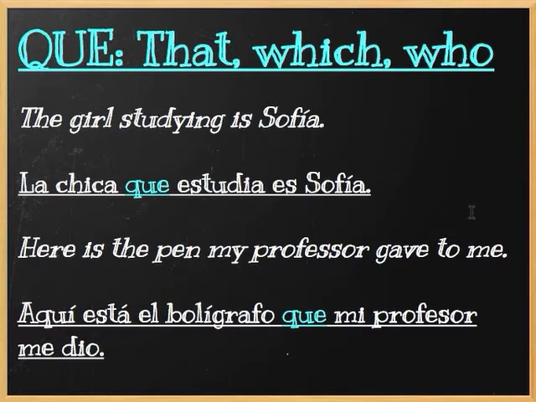The next one. Here is the pen my professor gave to me. Aquí está el bolígrafo that. Again, in English we can just say the pen my professor gave to me, but in Spanish what we need to say is que. So aquí está el bolígrafo que mi profesor me dio. That my teacher gave to me. That's que. That, which, or who.